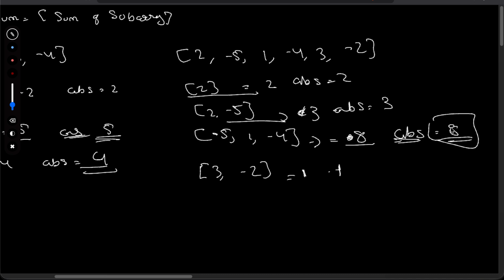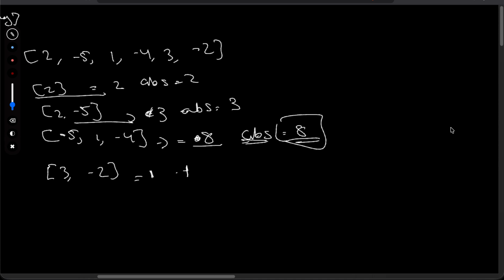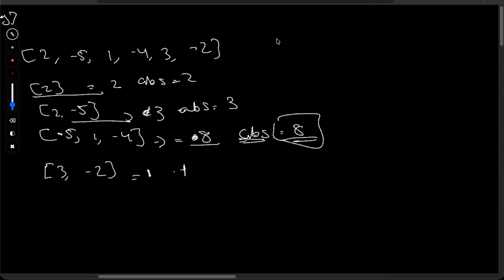So we want the maximum absolute sum, which means the maximum positive sum, the largest sum of any subarray, and the maximum negative sum, the smallest sum of any subarray. For the maximum we are going to use max sum, and for the minimum sum of a subarray we are going to use min sum. Okay, so let's try that.